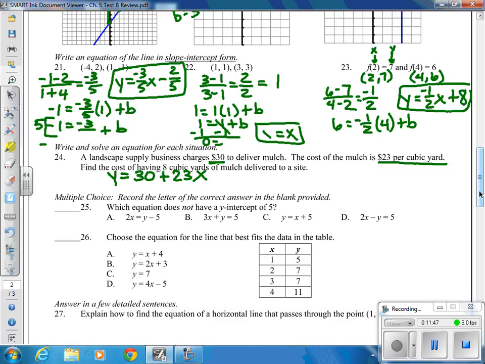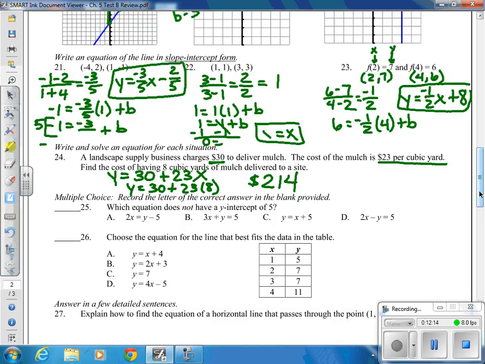Your x is representing your cubic yards. So that's our equation. Now that we have our equation, the second part of this is to find the cost for 8 cubic yards. Since the cubic yards is your x value, in place of x, stick the 8. So you're going to have y equals 30 plus 23 times 8. When you do order of operations with this value, you're going to find that it's going to cost $214 for that amount of mulch to be delivered.